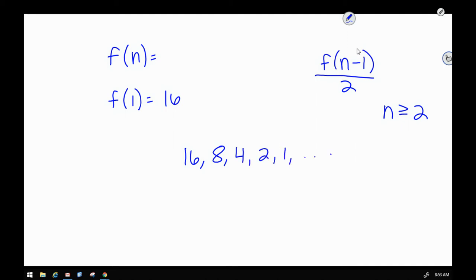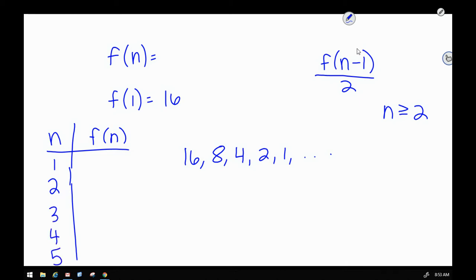Okay, but my problem card says, represent the first 5 terms of the sequence by creating a table and sketching a graph. Okay, so I'm gonna have my table n and f of n. And I'm gonna have step 1, 2, 3, 4, and 5. And so that was 16, 8, 4, 2, and 1. So there's my table. Do you agree with me? Yeah, it looks pretty cool.